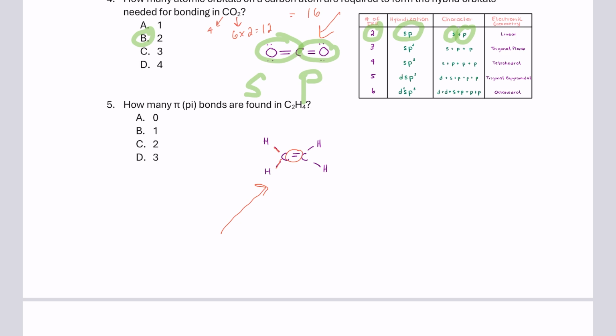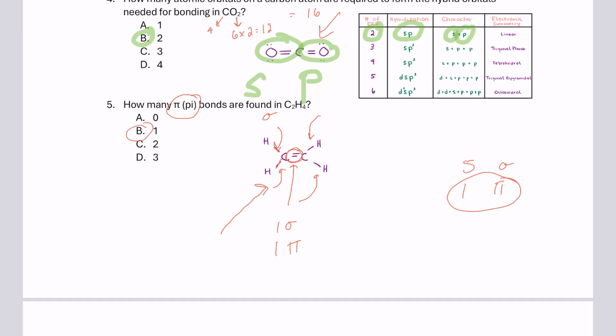Each of the carbon-hydrogen bonds is a sigma bond. So there's going to be a total of 4 sigma bonds from the 4 carbon-hydrogen bonds that we see here. Then the double bond between the 2 carbons consists of 1 sigma bond and 1 pi bond. So in total, there are 5 sigma bonds in this molecule and 1 pi bond. Since the problem is only asking for the pi bonds that are found in C2H4, that's going to be 1, so the correct answer is B.